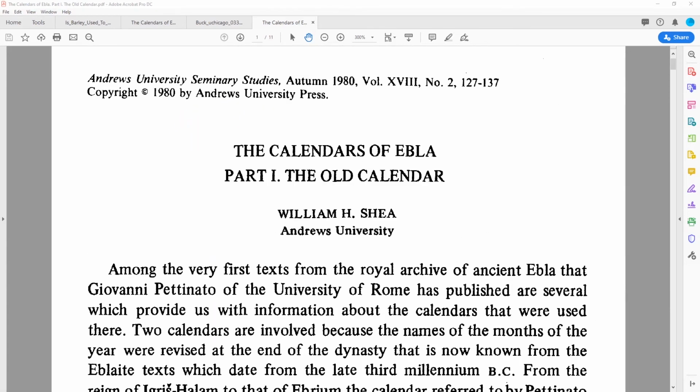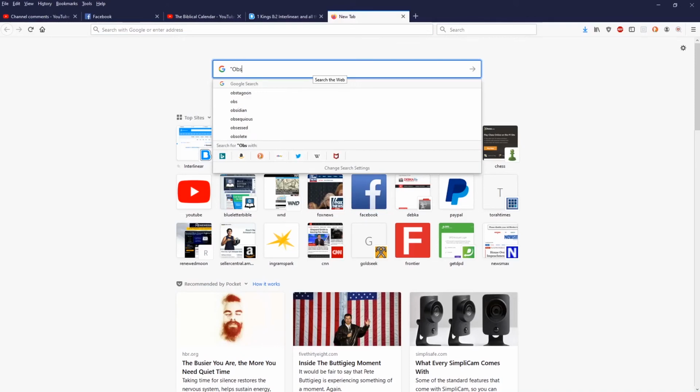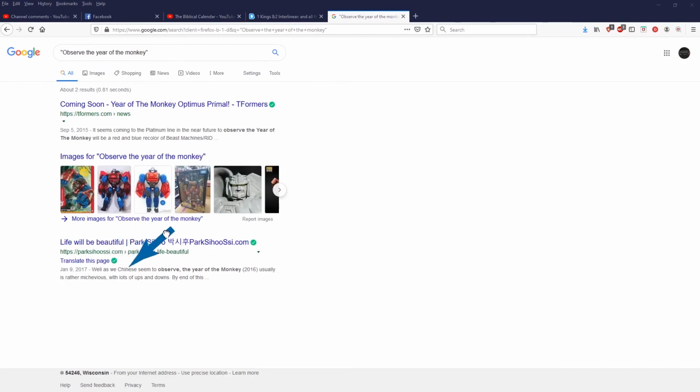Now, of course, no one would presume to think that the phenomenon described by the name of these months was used to determine when the month was. That would be ridiculous. Certainly, it would not be the norm. Let's try an experiment here. Let's look up "observe the year of the monkey." Here we go. Well, as the Chinese seem to observe the year of the monkey.